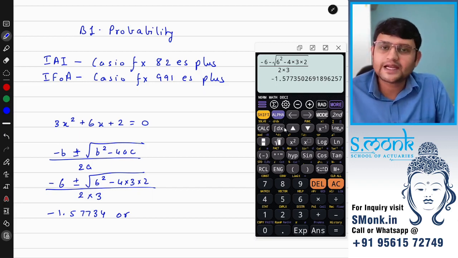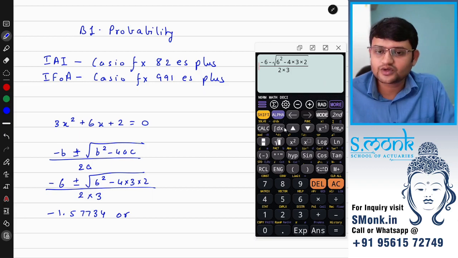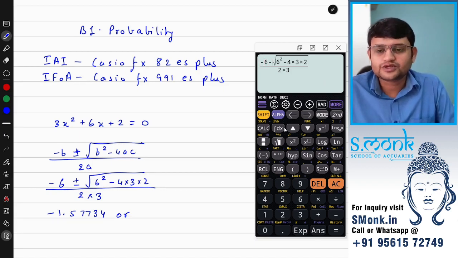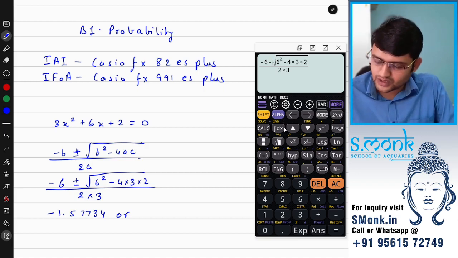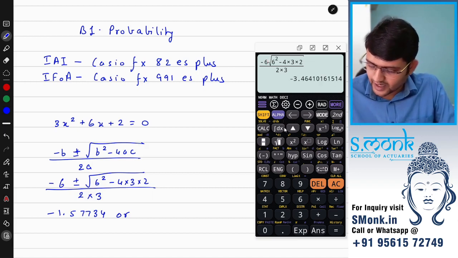Now, if I want to edit this equation, I will press the side arrow key, and you can see that I have the edit option here. You can see the cursor. Now I can delete this minus and add a plus. That becomes the second root.